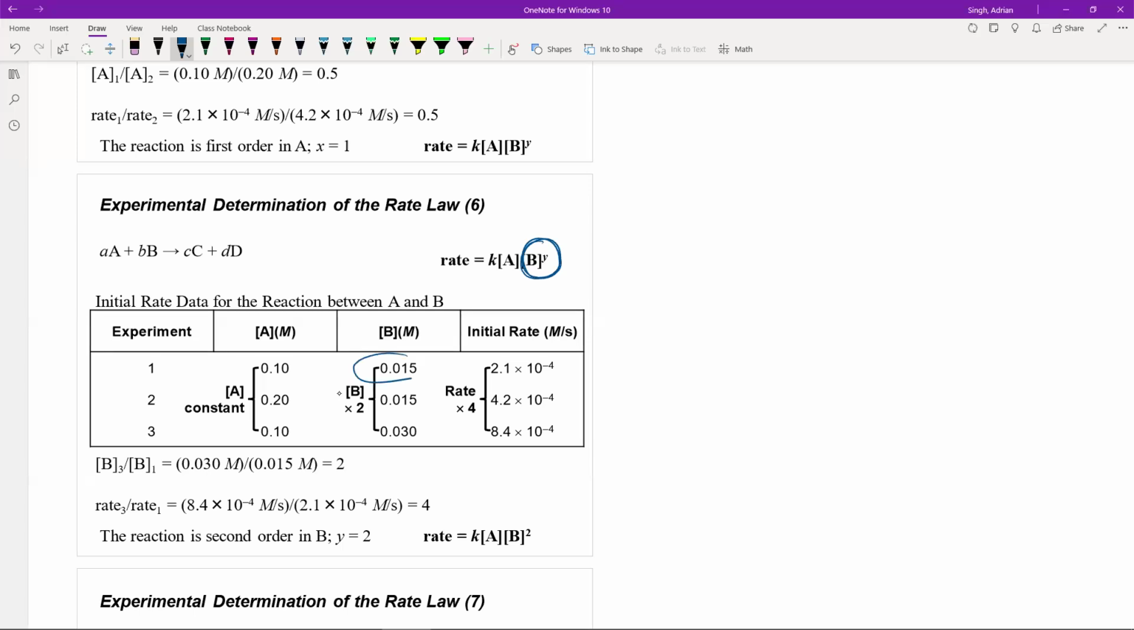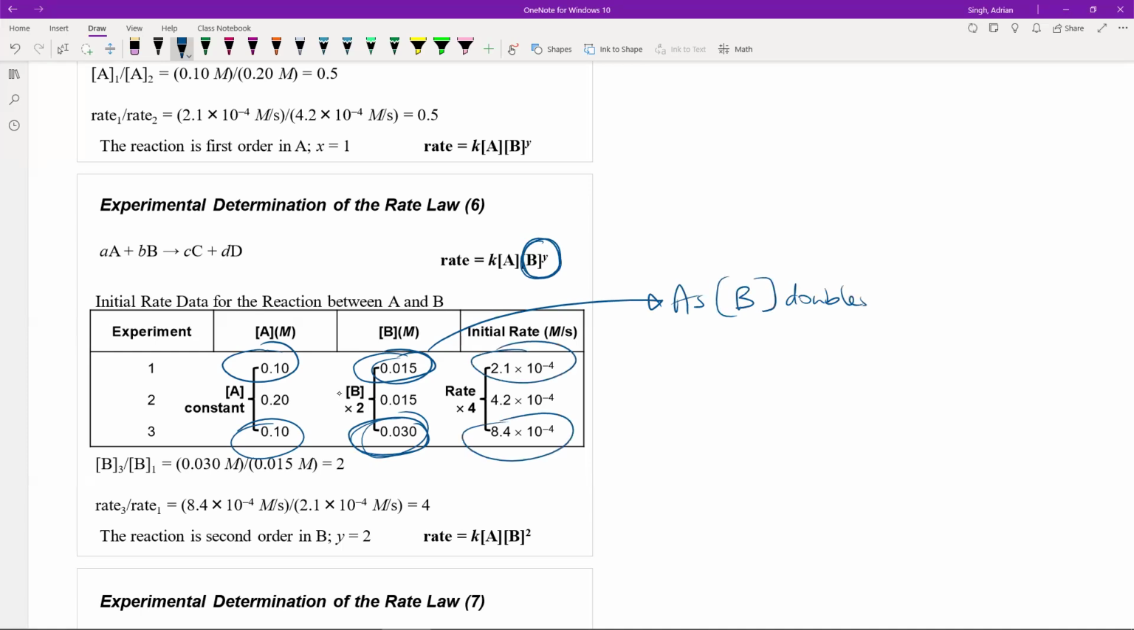Similarly now for the value for y, and y is associated with the concentration of B. So I can select two experiments where the concentration of B changes. So I can select experiments 1 and 3. And in those same two experiments, the concentration of A is unchanged. So if I compare experiments 1 and 3, the concentration of B is increased by 2, so it's doubled. As the concentration of B doubles, what happens to the rate? Well, we divide the rate of experiment 3 by the rate of experiment 1, and we see that the rate actually quadruples. It doesn't double, it actually quadruples.